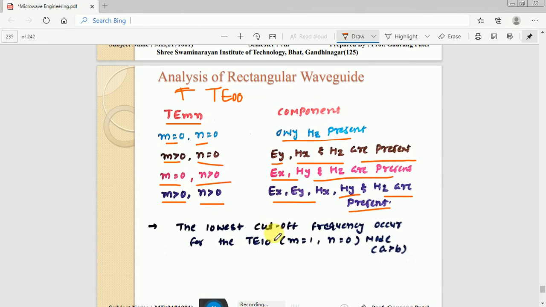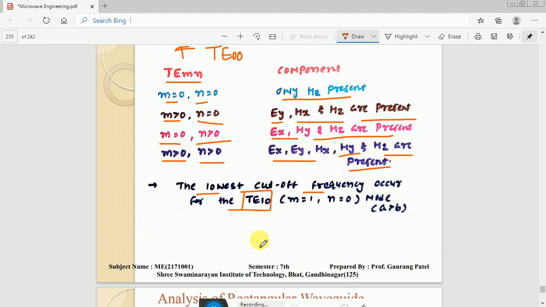Now for rectangular waveguide, the lowest cutoff frequency will occur for the TE10 mode. So the lowest cutoff frequency will occur for the TE10 mode and this mode is known as the dominant mode. हमें पता है कि dominant mode किसको बोलते हैं? The mode which has the lowest cutoff frequency is known as a dominant mode.